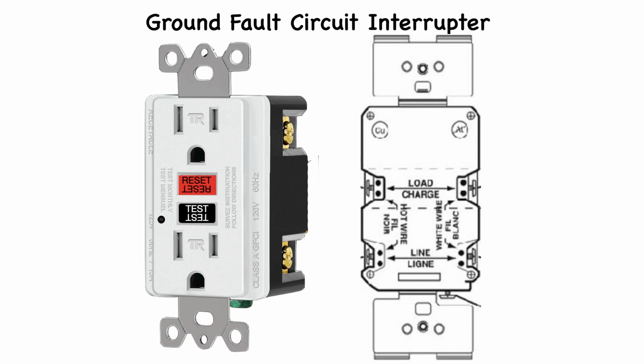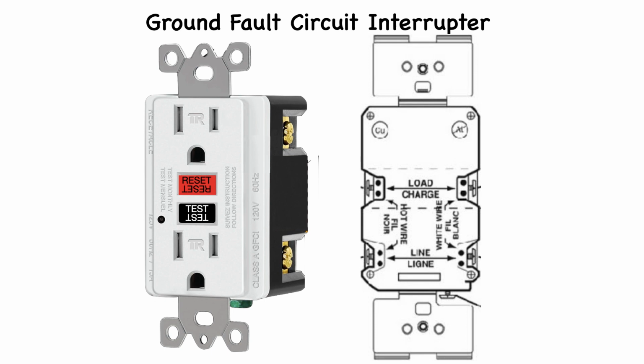Essentially, it monitors the flow of electricity in the circuit, and if it detects that the current is flowing along an unintended path, such as through water or through a person, it trips to prevent electrical shock.